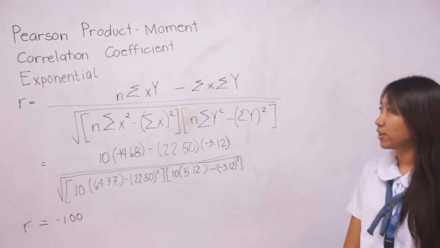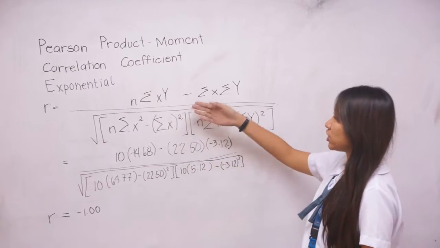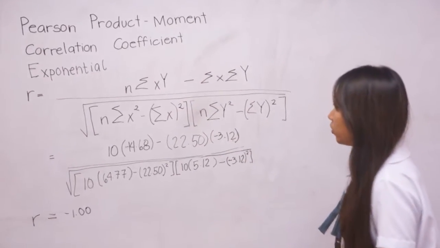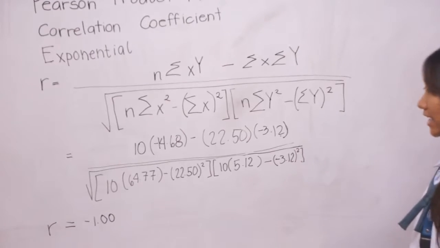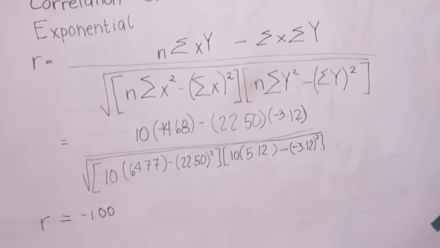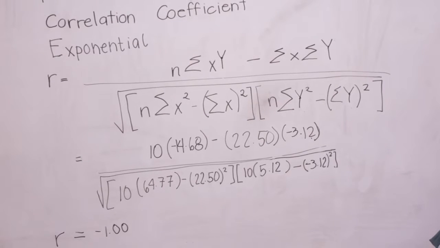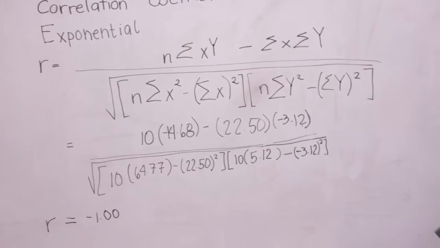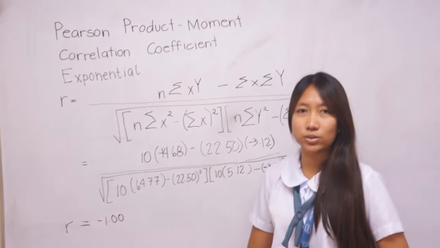After solving for the Pearson product moment of the linear, we are now going to solve the exponential. Here, we can see that we change the values of y into big Y, which is the ln of all y elements. We are now going to plug the values into our formula: 10 times negative 14.68 minus 22.5 times negative 3.12, all over the square root of 10 times 64.77 minus 22.5 squared, times 10 times 5.12 minus negative 3.12 squared. Here, we will get the value of negative 1.00. Again, the negative value shows that they are inversely proportional.